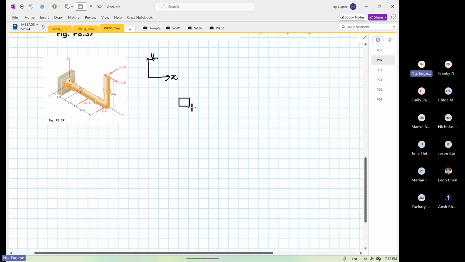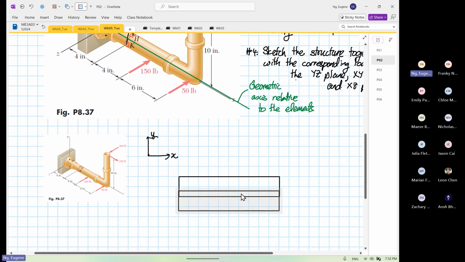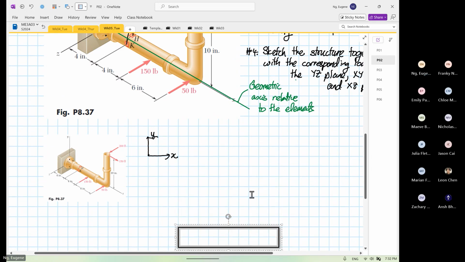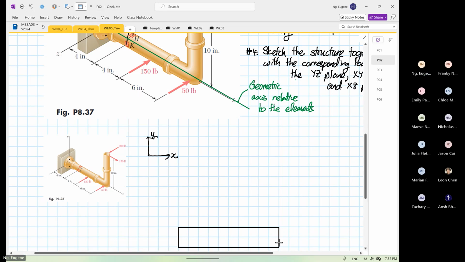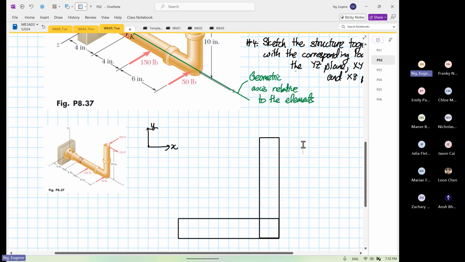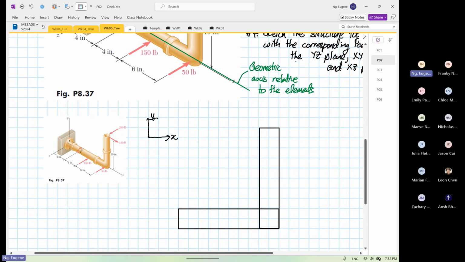So we know that you have something like that. Then you have the structure going upwards. Okay. So it's just a sketch, okay? 8, 2, 4, 6. Right, from this view. Then after that, you put in your forces.